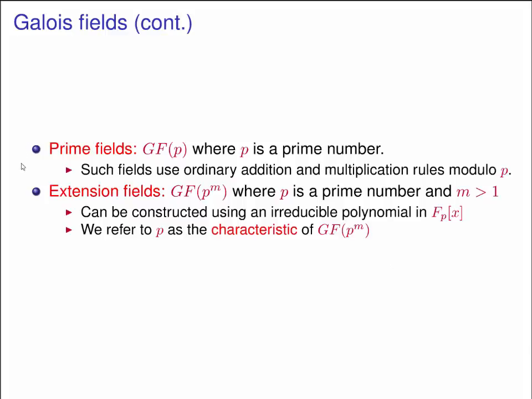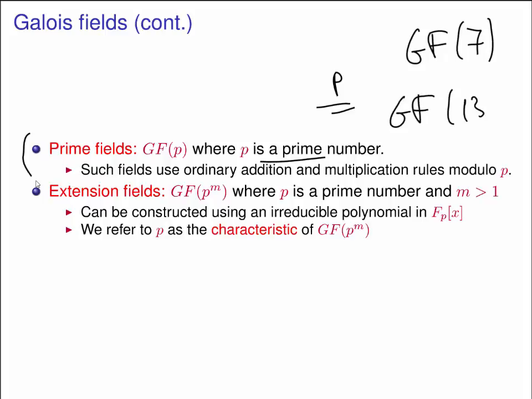One we call prime fields, and prime fields correspond to the case where q is a prime number. For example, GF7 will be a prime field, or GF13 will be a prime field, so any field in which the number of elements is a prime number. Such fields can be constructed using addition and multiplication rules modulo p. So we can use traditional addition and multiplication modulo this prime number, and they will have exactly the number of elements as this prime number.